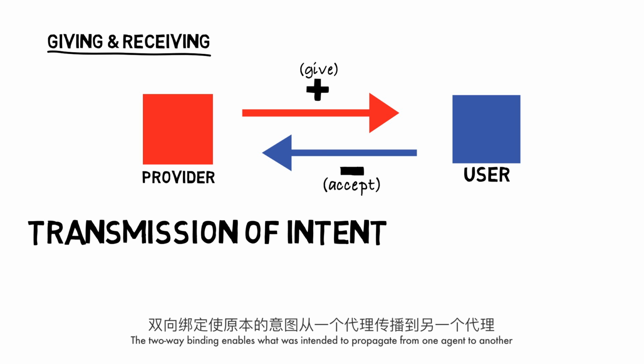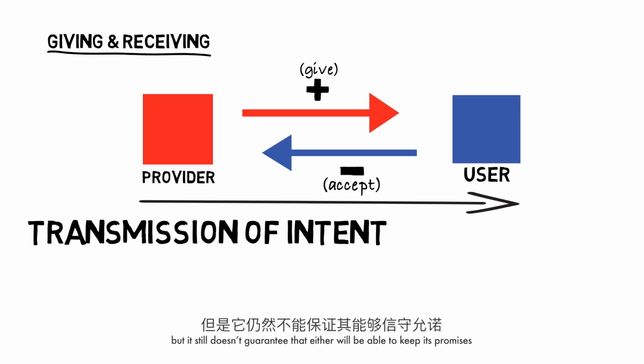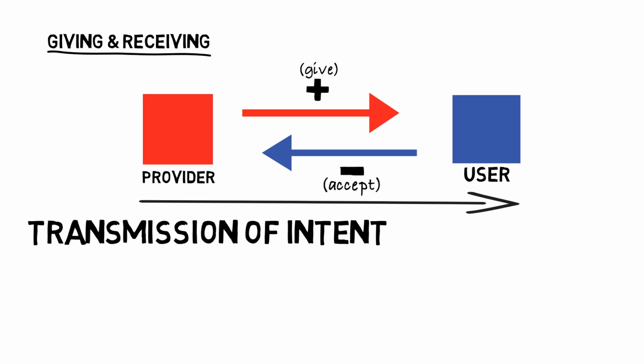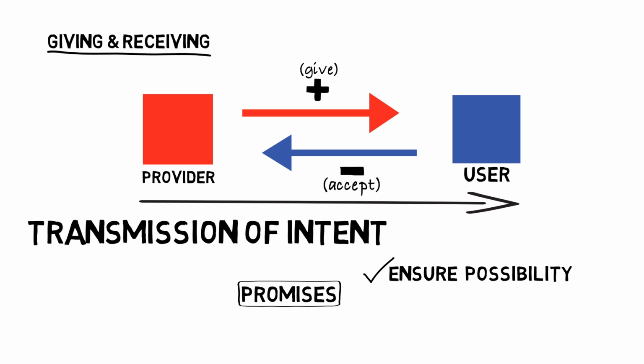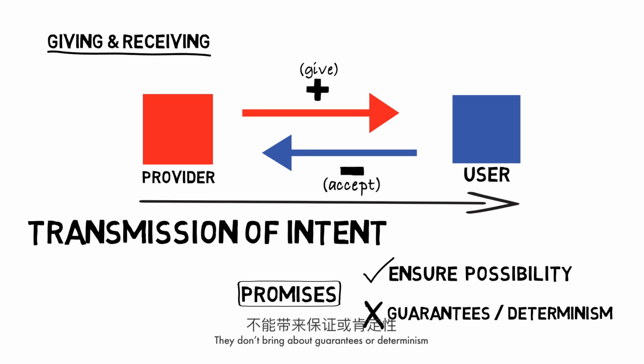The two-way binding enables what was intended to propagate from one agent to another, but it still doesn't guarantee that either will be able to keep its promises. Promises only ensure the possibility of intended outcomes. They don't bring about guarantees or determinism.